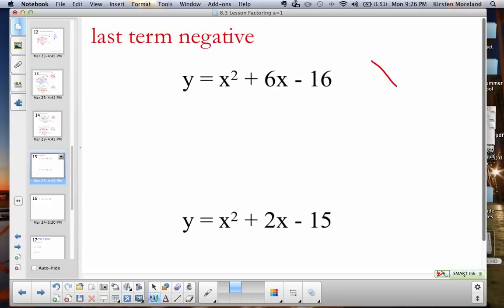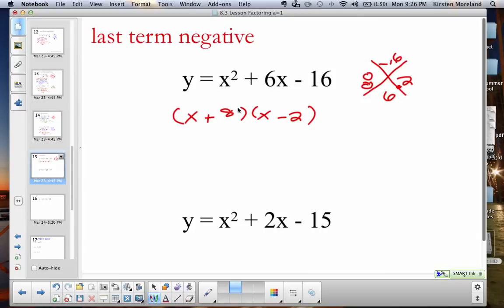Alright, now this one is a little bit different. The last term's negative, not the middle term, so we're trying to multiply to a negative 16 but add to a positive. That means one of your factors needs to be negative. So what multiplies to 16 is 8 and 2. If I want to add to a positive, the smaller number needs to be negative, so then 2 is going to be negative. So when I go to factor, again, x and x give me the x squared, and a positive 8 and a negative 2 give me a negative 16, but adds to 6.